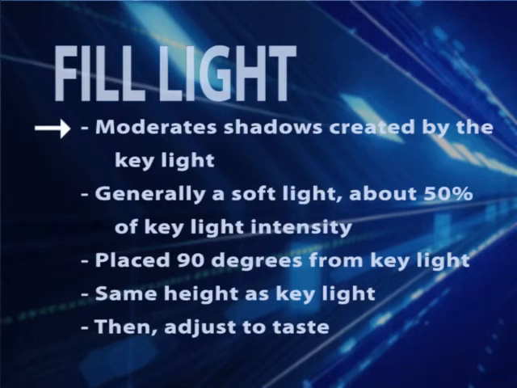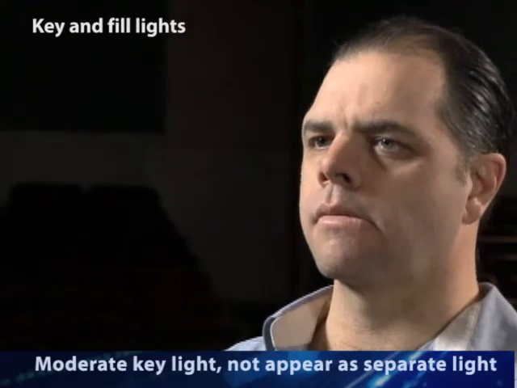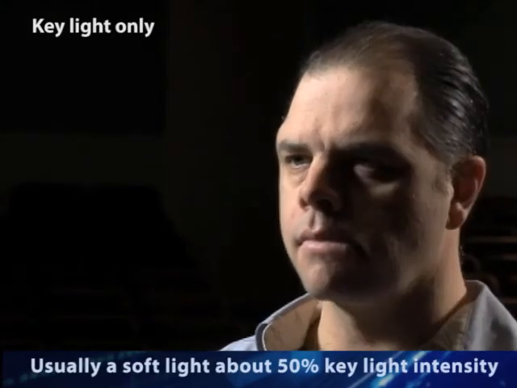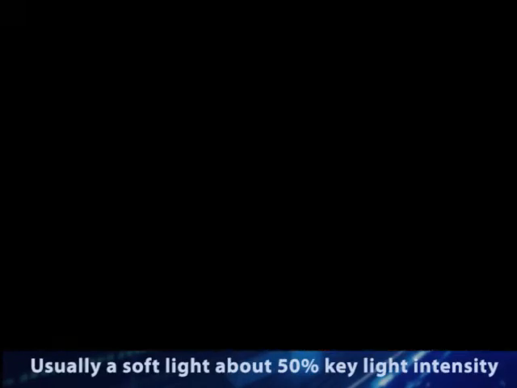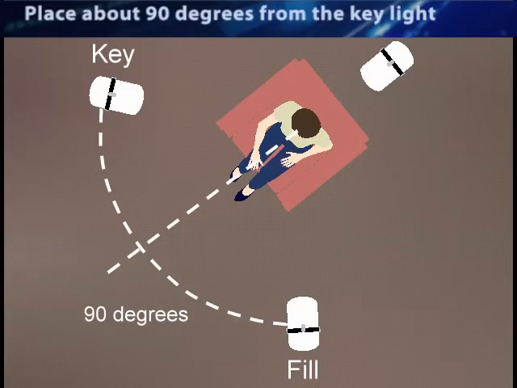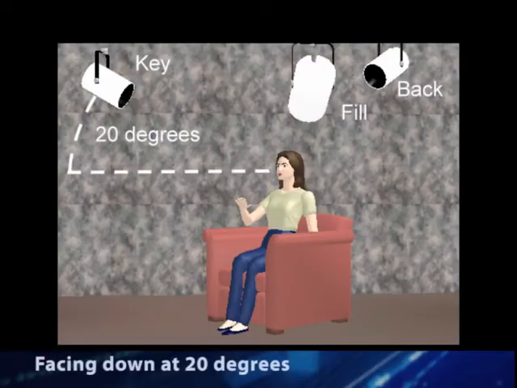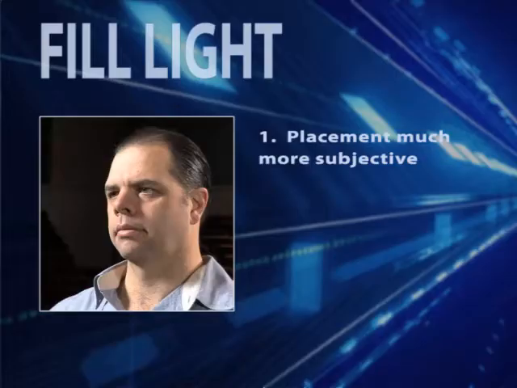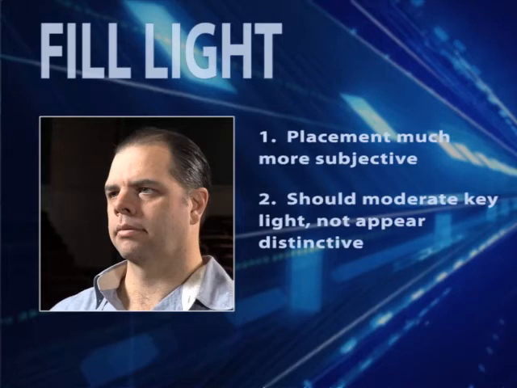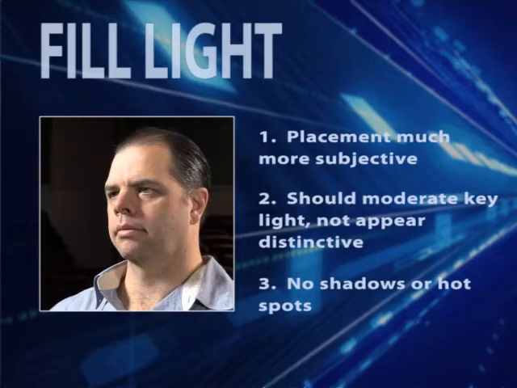The fill light moderates the power of the key light and softens the contrast. It's generally a soft light, about 50% of the power of the key light. Start by placing it about 90 degrees from the key light at about the same height. Then you can adjust positioning to taste. Placement is subjective and scene dependent. What you're striving for is a moderation of the key light, not the obvious appearance of the second light. This means that you should avoid shadows and hot spots. Usually, turning the fill light on and off a couple of times will reveal any problems.